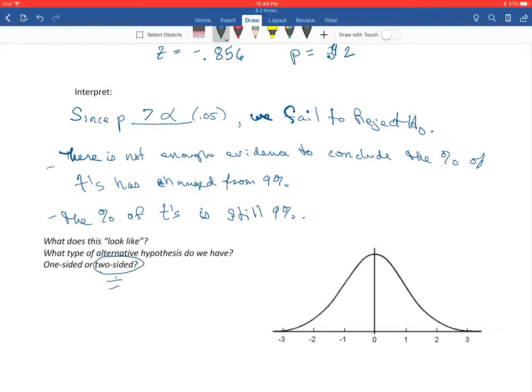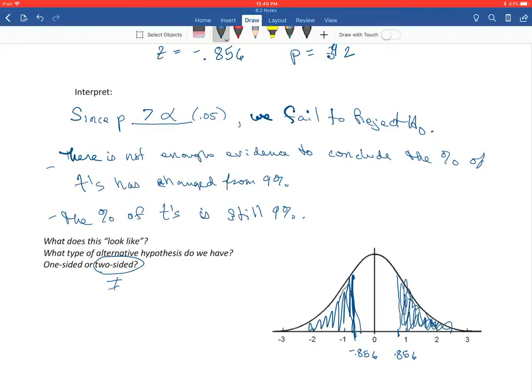What does this one look like? So this was a two-tailed again, because it was a not equal to. The P came back at 0.392. So, oh, sorry, not the P, the Z. The Z is where we need to mark. So negative 0.85. So here. And because it was two-tailed, we also mark that over here. Oops, that's a very, very bad line.